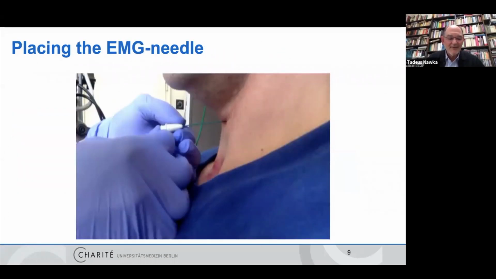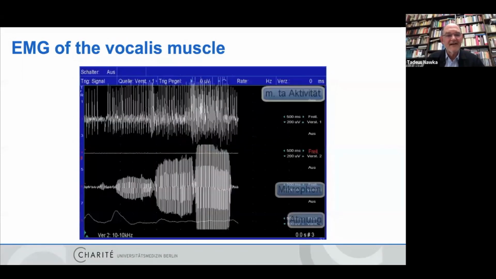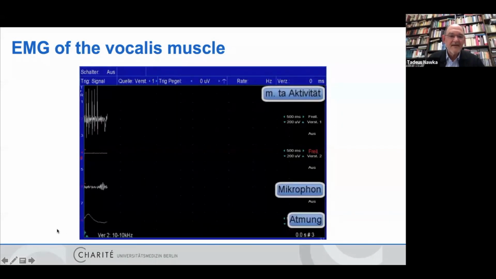So in order to do that, we need to know something about the innervation of the larynx, especially of the posterior cricoarytenoid muscle. And this is by placing the EMG needle. And I want to give you some EMG results. This is an EMG that shows you the innervation of the thyroarytenoid muscle during phonation. That means the soft, middle, and the loud voice yield different innervation patterns. Later.